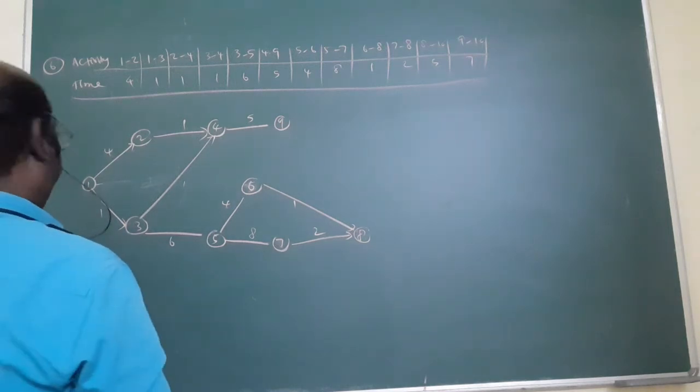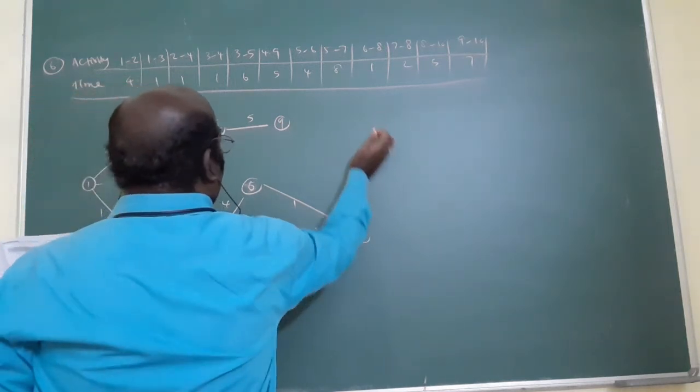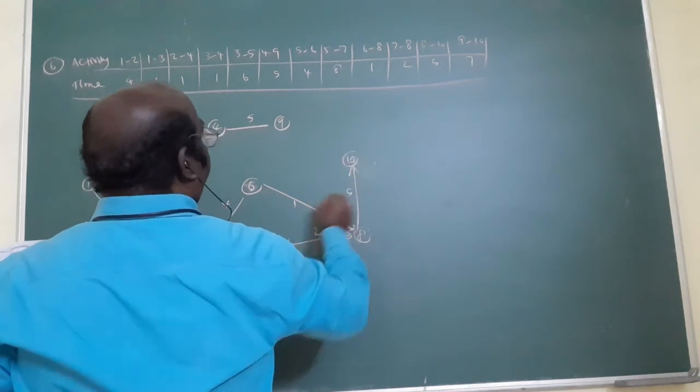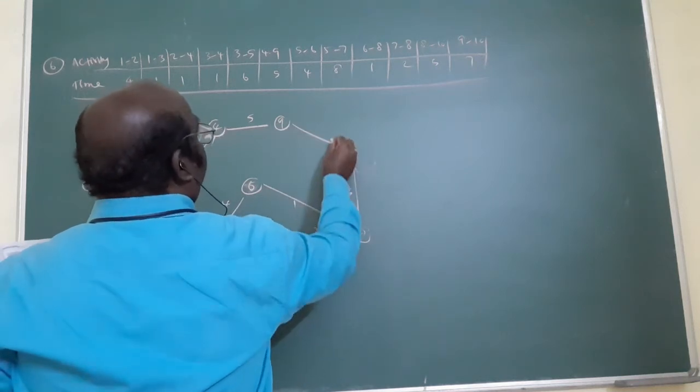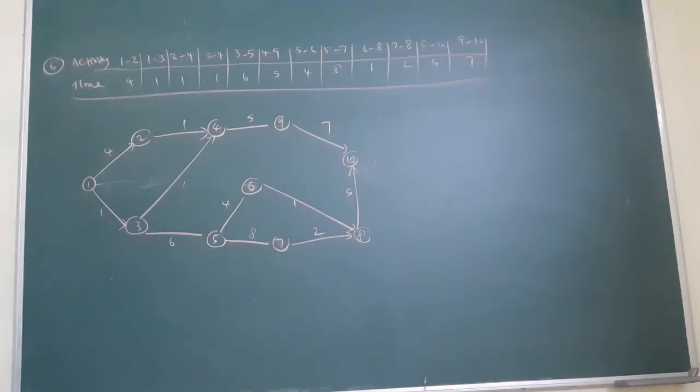Then 8 to 10, 5. 9 to 10, 7. In this way, draw the diagram clearly. Now you will find E and L. E and L, that's very important.